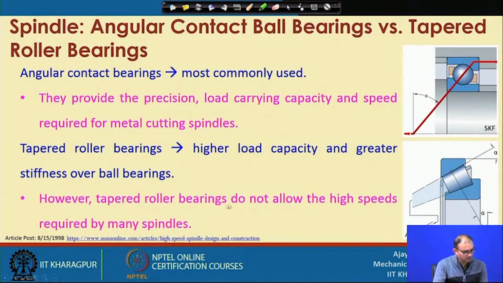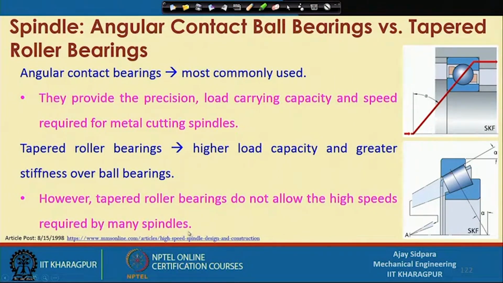However, taper roller bearings do not allow the high speed required by many spindles, because here also when you have a high contact area, that means there is high friction and wear. Mostly it is a very small area of contact in ball bearings, but here it is a larger area contact. So, it may create a problem at a later stage when you operate this bearing beyond a certain speed. At that time it will not allow you to operate as compared to the ball bearing. So, many times your speed is limited by the area also, but if you are looking for high load carrying capacity and high stiffness, you can select this particular bearing.